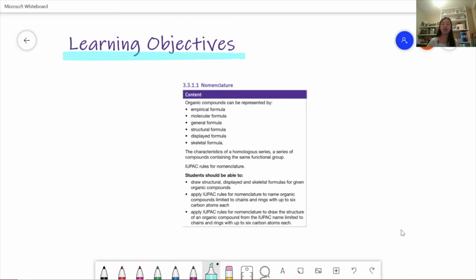And by the end we should be able to draw structural, displayed and skeletal formulas for given organic compounds, apply IUPAC rules for nomenclature to name organic compounds limited to chains and rings with up to 6 carbon atoms each, and to apply IUPAC rules for nomenclature to draw the structure of an organic compound from the IUPAC name limited to chains and rings with up to 6 carbon atoms each.